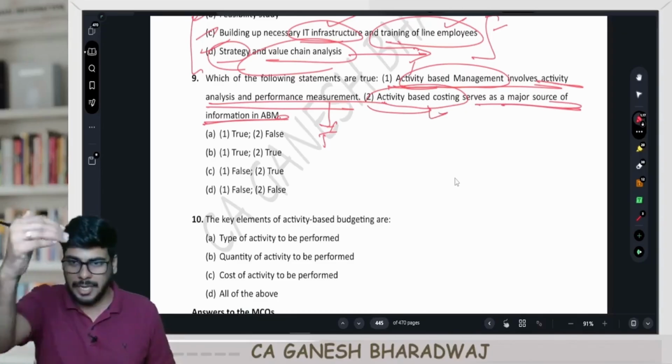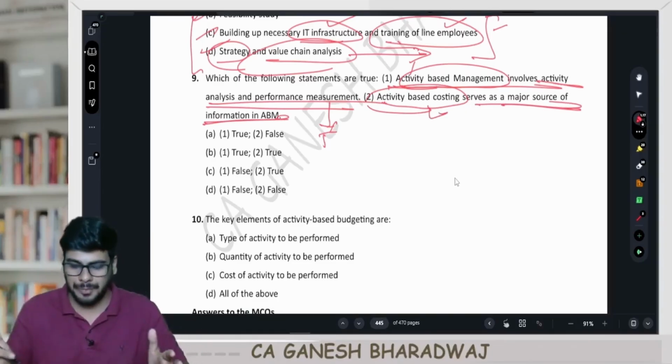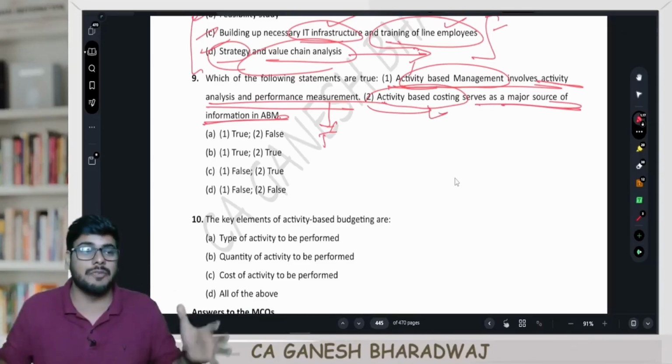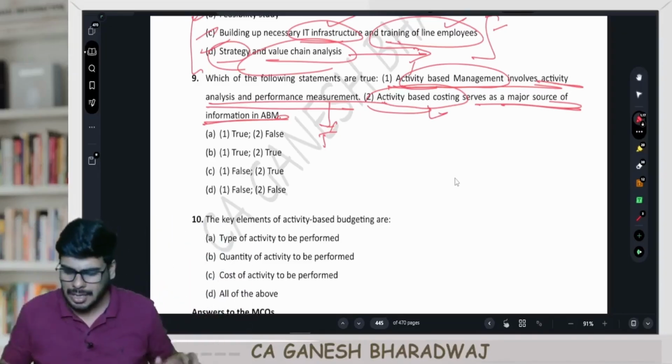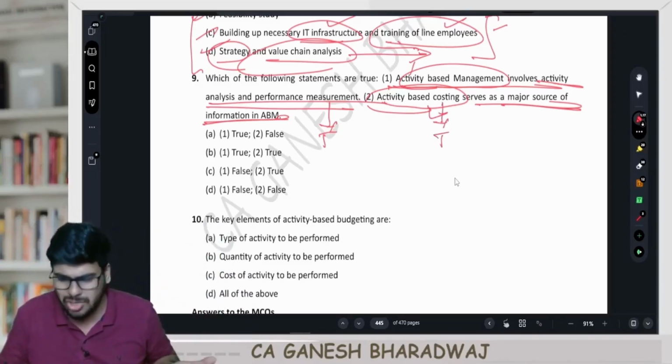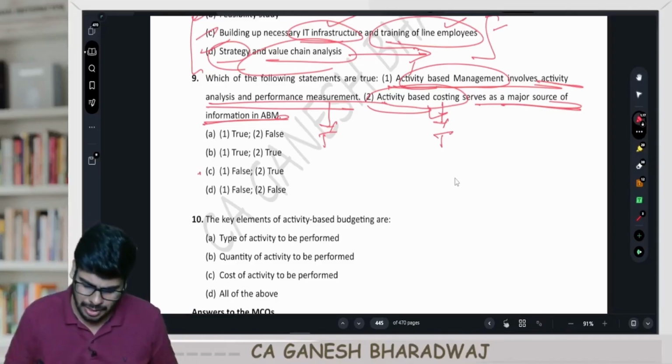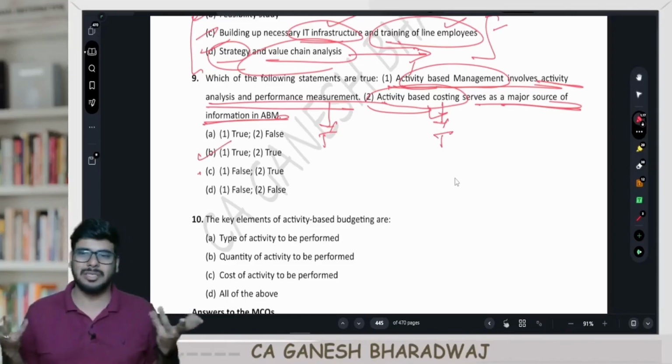Activity-based costing, that is splitting it into activities, arriving at the cost pool. This serves as a major source of information in activity-based management. Management means what? I'm controlling overall, right? Does it make sense? Yes, that's all true. So you can just write option B. That's about it, guys. Clear with this?